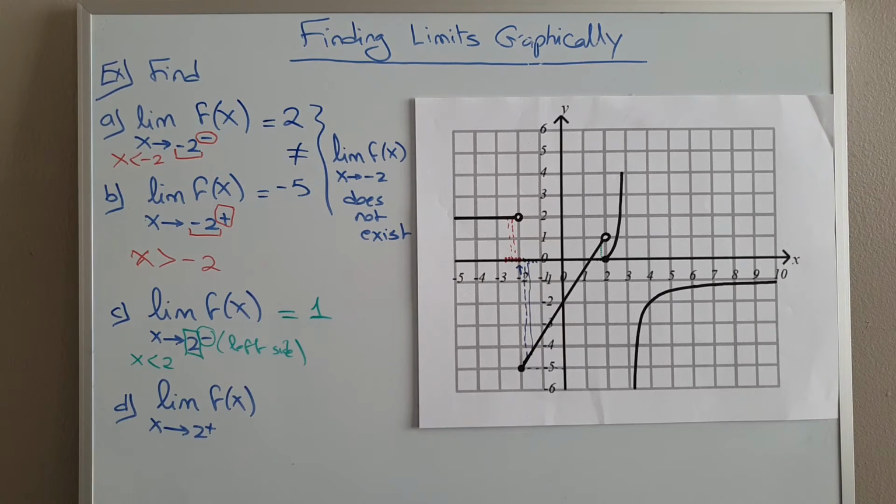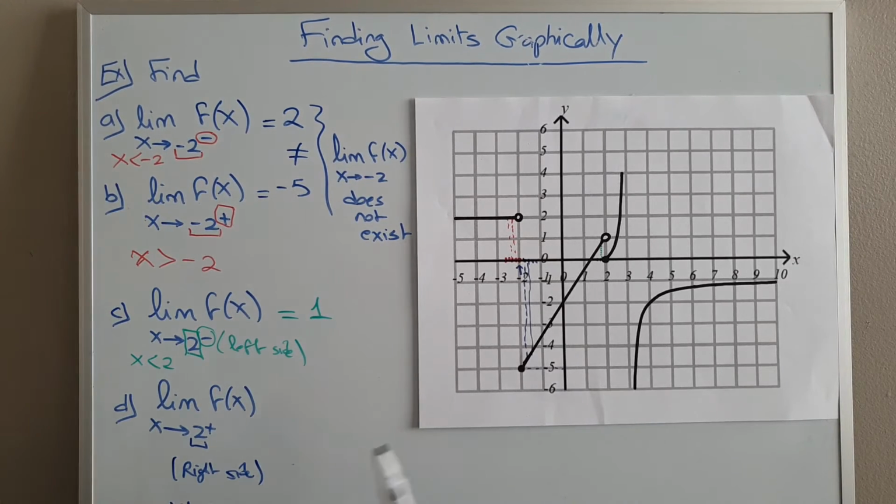Moving on to part D, finding the limit as x approaches 2 plus. So I'm interested in the value 2, but I'm approaching from the right side because of the plus. So x is actually taking values bigger than 2.